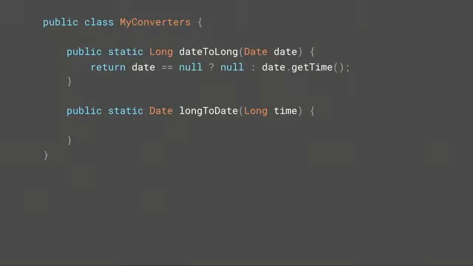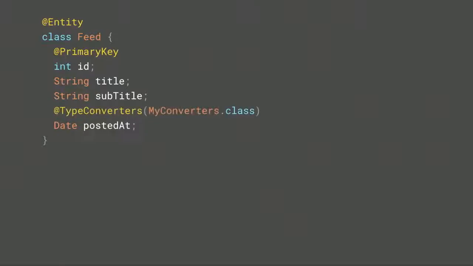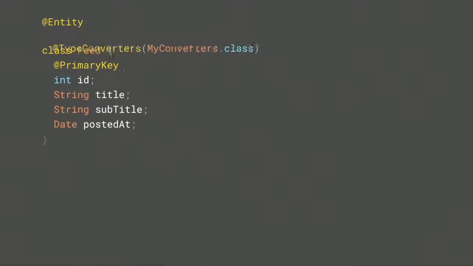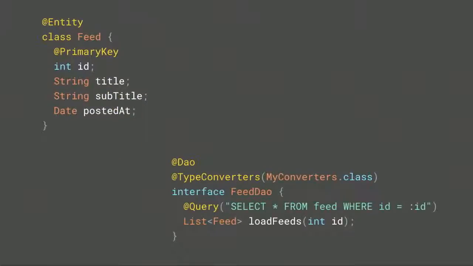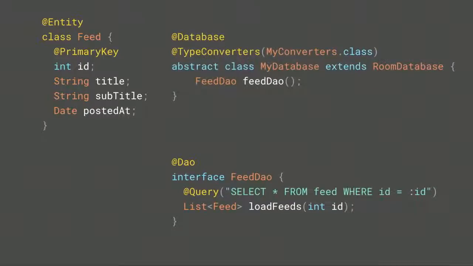In this particular case, we are converting date to long and back from long to date. We annotate them. As Yigit said, we love annotations. We use the TypeConverter annotations on these 2 methods. And then we take this MyConverters class and use the TypeConverters annotation pointing to these 2 methods, pointing essentially to this class that has our converter methods. You can put it directly on the field in your entity object. You can put it on the entity object itself. You can put it onto your data access object class or the specific query in it. Or you can put it on your database class. No matter where you put it, at compile time and at runtime, Room will do the right thing to find those 2 methods.